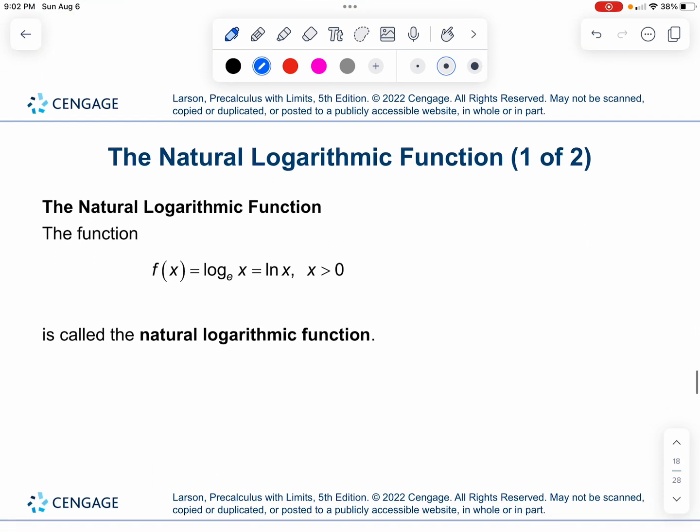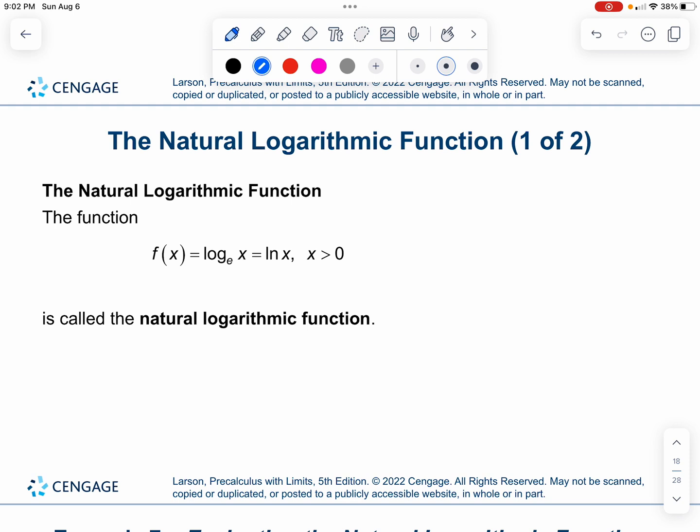All right, one of the most commonly used types of log functions with a certain base is the natural log, and that means you have a base of e. So whenever you see natural log, that means base e, and there's a shorthand way to write it, and it is ln of x. So on calculators, if you see the ln button, it just means log base e. It's called the natural log function.